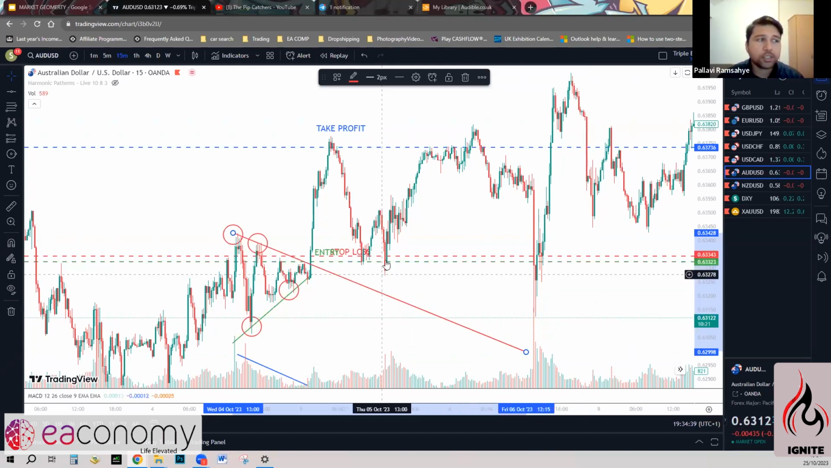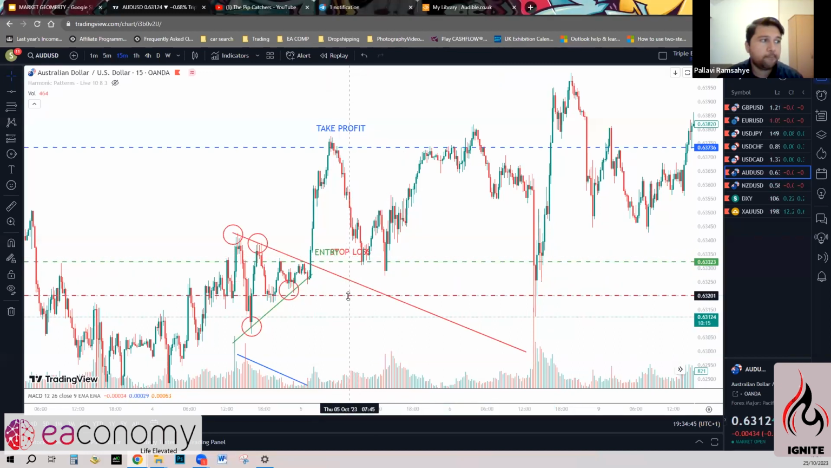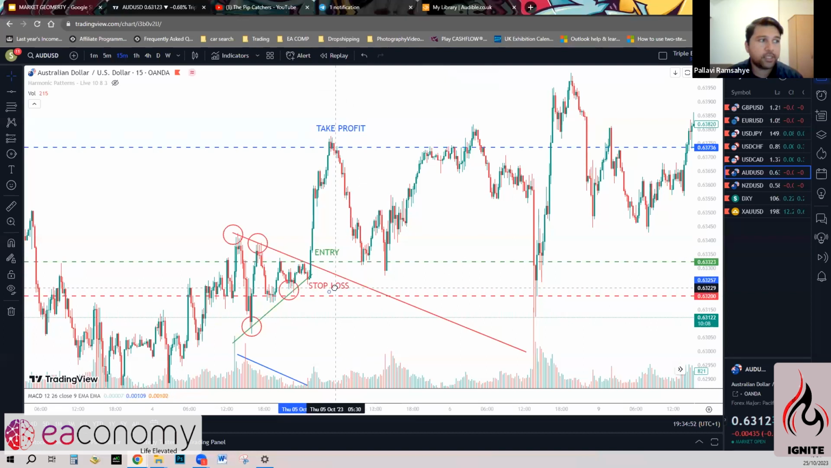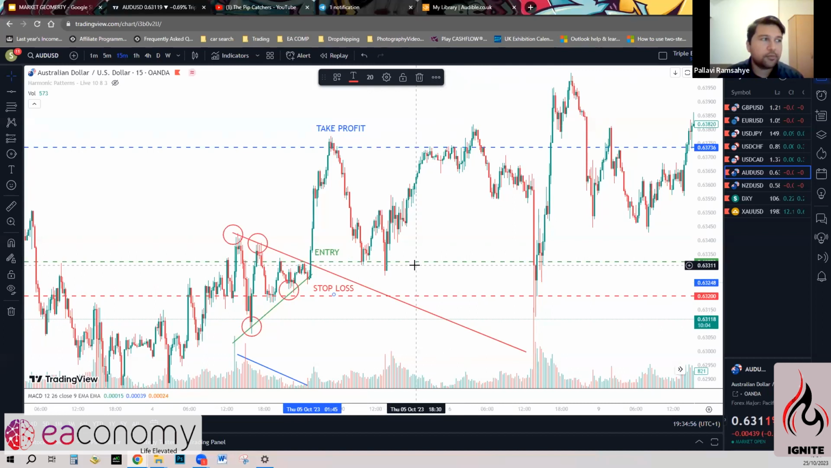Excuse me. Would you look to re-enter at the same point? Let me just move this back to where it was. Would you look to enter at the entry point, the previous entry? The simple answer is no, because of this trend line, right?